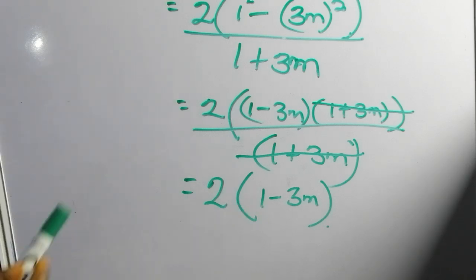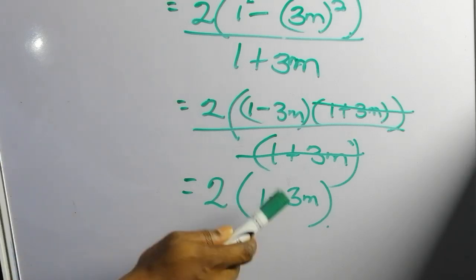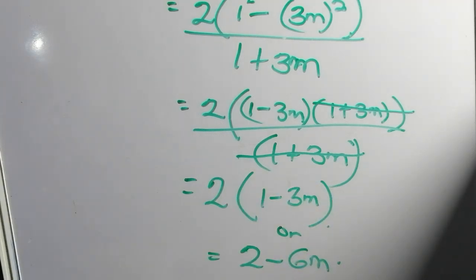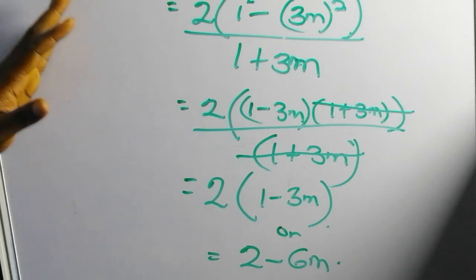So 2 times 1, 2. So you have your minus 3 times 2, 6m. So it's the same thing as saying 2 minus 6m. Or I can say this one is the same thing as 2 minus 6m. It depends on what the objective is telling you. Okay, so it's as simple as that. If you see something like this, you should know what to do.